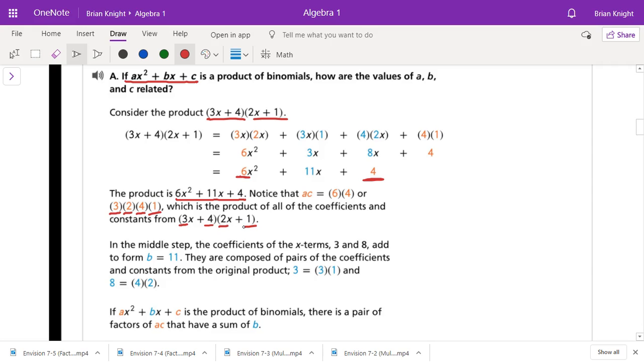All right? B, the middle term, says they are composed of pairs of the coefficients and constants from the original product. So you just have to figure out the pairs. So like 3 and 1, right? And then 4 and 2 make 8. 3 times 1 is 3. 4 times 2 is 8. So 8 plus 3 is 11. So all of this is just showing you the pattern. Here's what I want you to remember.